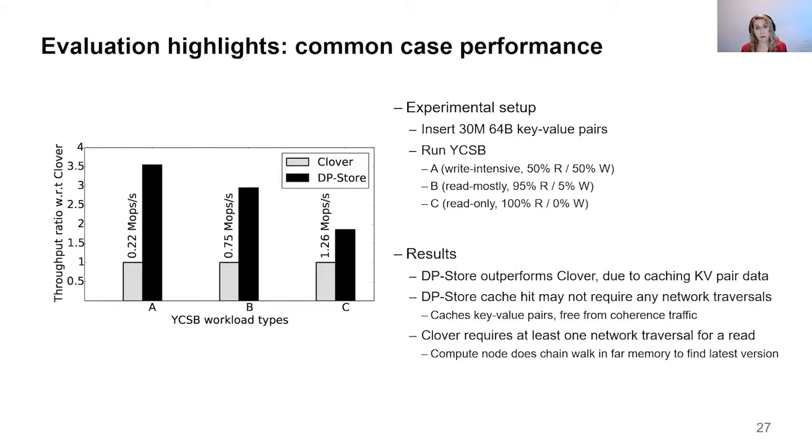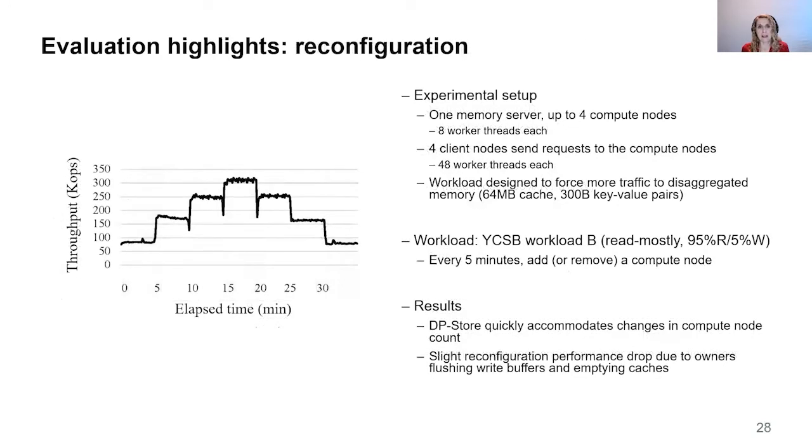In contrast, Clover requires at least one traversal over the network to far memory in order to retrieve data, potentially more because of the multi-versioned data approach that it uses. Compute nodes might actually have to walk the chain to find the most recent version of the data. So disaggregated partitioning allows DP Store to get very good performance in the common case. It also allows the lightweight reconfiguration that I mentioned earlier.